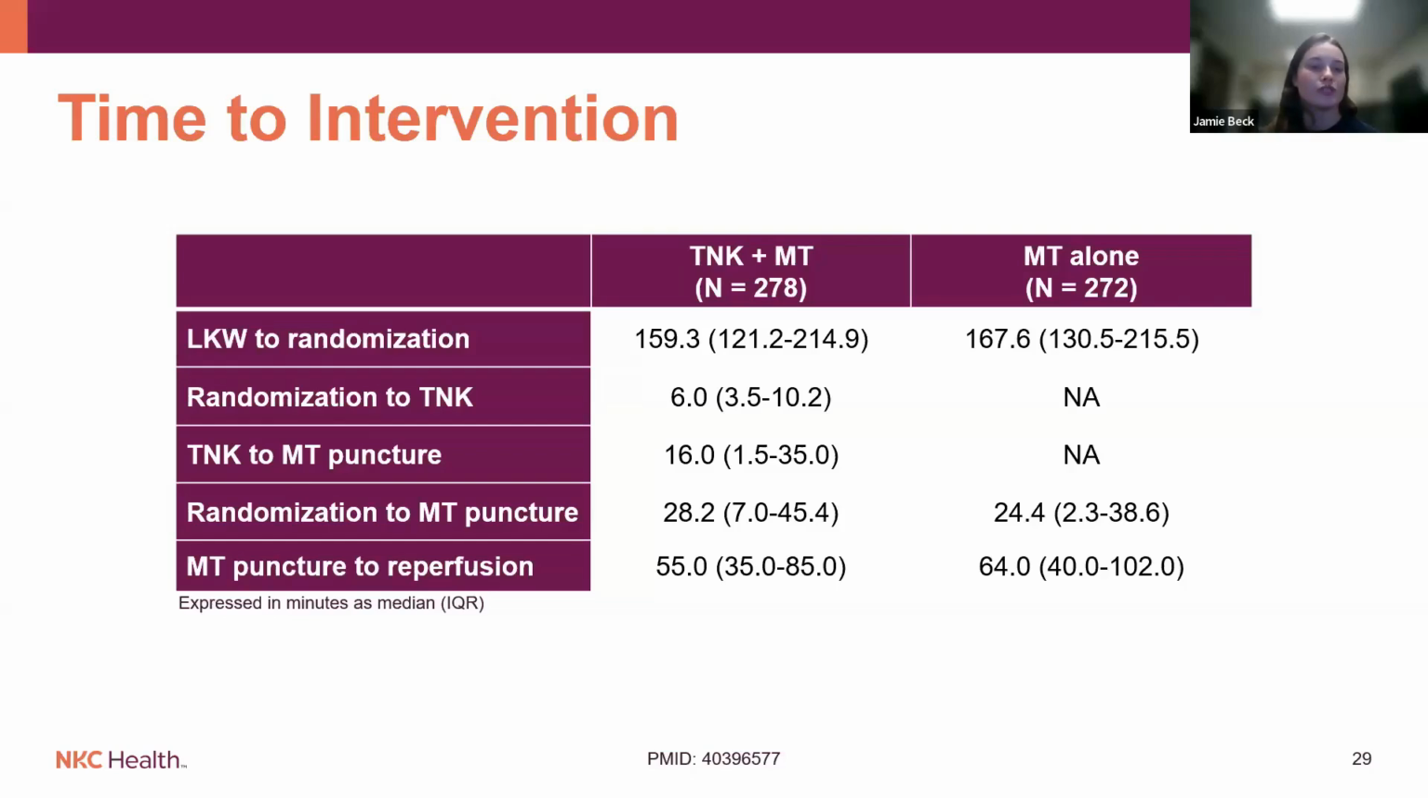And from puncture to successful reperfusion was 55 minutes in the bridging group compared to 64 in thrombectomy alone. Again, not a significant difference, but we can see that numerically it was about a 9-minute difference.